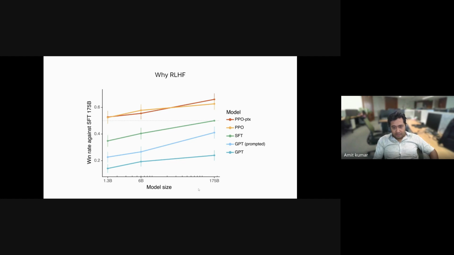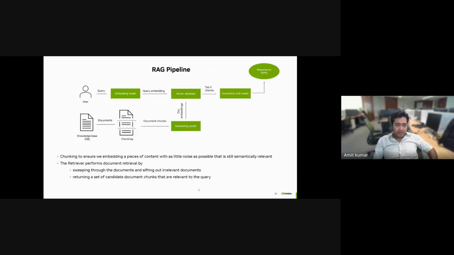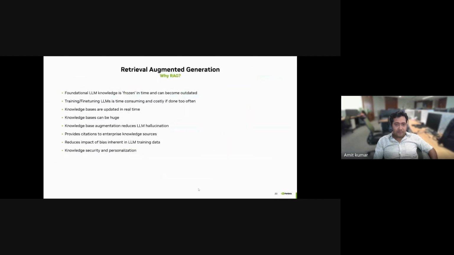And the more you do this RLHF reinforcement learning, and as your model size goes up, you see that the preferences are aligned more and more. Okay. Now another thing I would like to talk about is RAG, which you would have heard about, retrieval augmented generation. As I promised, the topic I'm talking about is the challenges of LLMs and how NVIDIA frameworks address them.